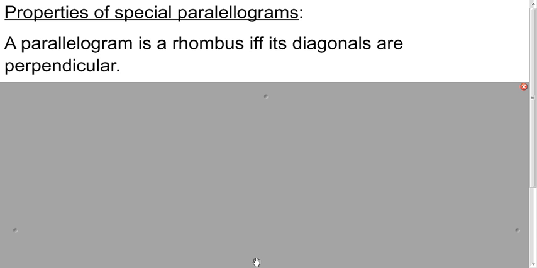And we have some useful properties of these special parallelograms. We know we have a rhombus if and only if the diagonals are perpendicular.